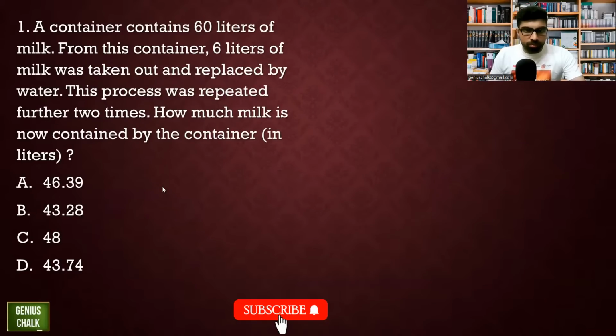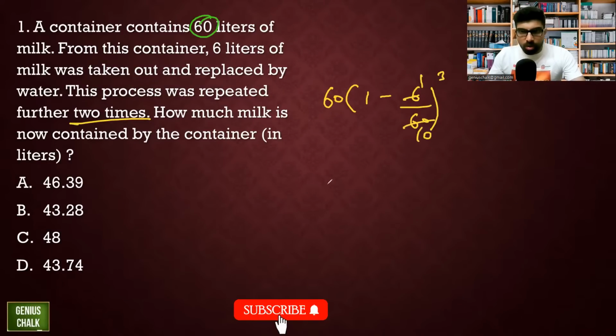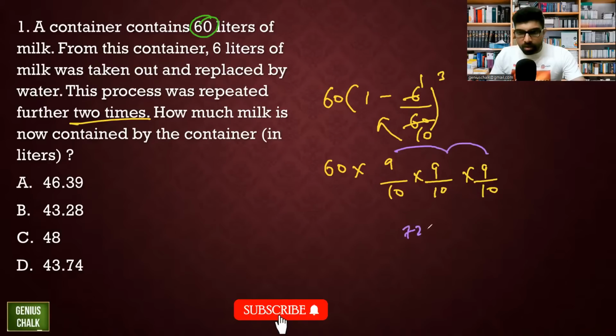So let's say here, what is the total? 60 liter of pure milk. So I can say that 60 into 1 minus 6 by 60, because 60 is the pure liquid, and this operation is happening further 2 times, that means total 3 times, and you can solve it now. So 60 into, this is 10 minus 1, 9 by 10 cube, so 9 by 10 into 9 by 10. Now you can solve it very easily. This is 9 times 9 times 9, 729 by 1000 into 60.